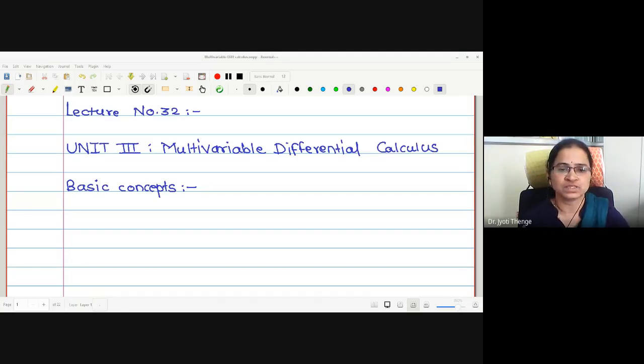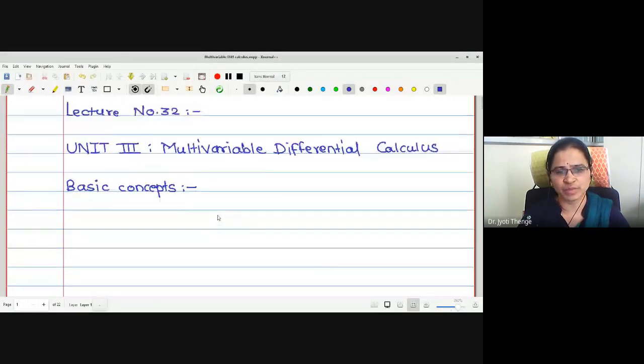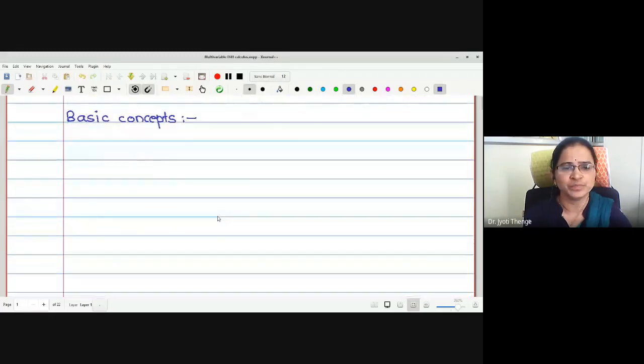Now let us move towards the third unit, multivariable differential calculus. As the name suggests, we are going to deal with functions of many variables, and using differential calculus, we are going to understand the geometrical aspect, or the need of having the new derivative, in this unit. Already we have studied ordinary differential equations and partial differential equations. In today's lecture, we will just recall the basic notions related to ordinary and partial differentiation.